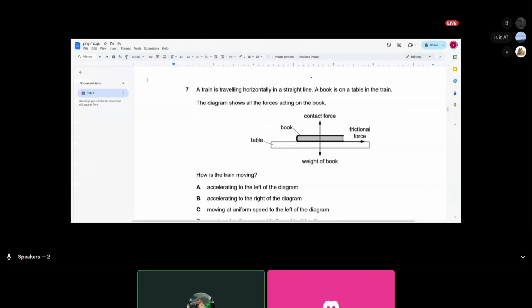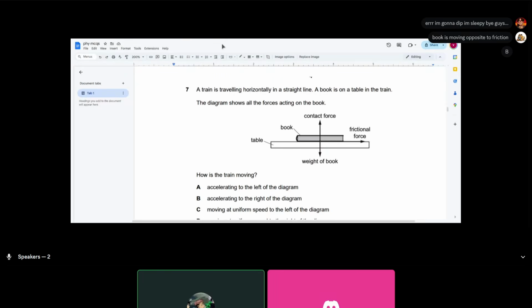To the right. Okay. In this case, friction is pulling the book to the right. So what way is the book moving? The book is moving left. Exactly. The book is moving left, while the friction is acting right.